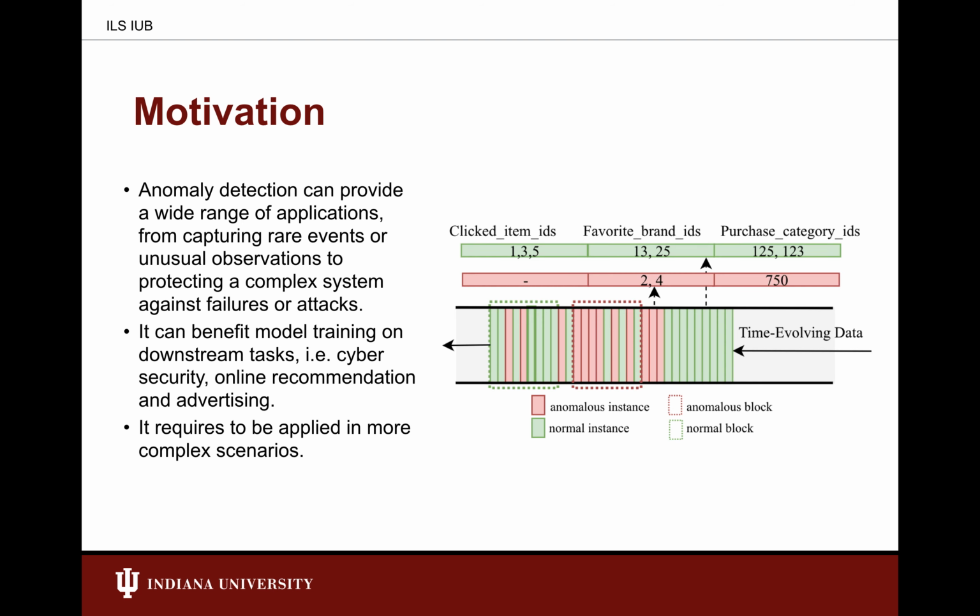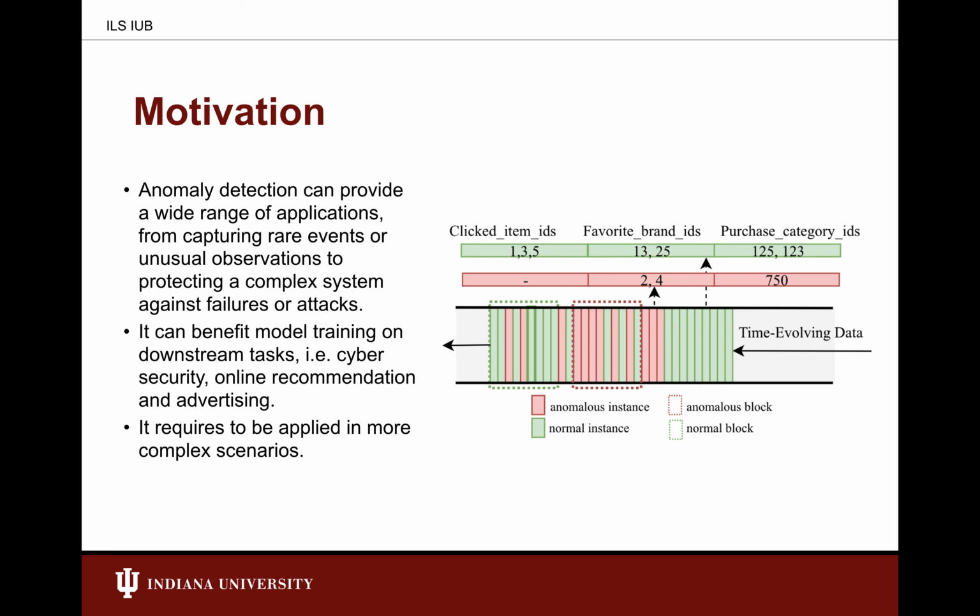The reason why we work on anomaly detection is because of its increasing importance in real-world scenarios. It has a wide range of applications, from capturing rare events or unusual observations to protecting a complex system against failures or attacks. It can benefit model training on downstream tasks as well, such as cybersecurity, online recommendation, and advertising. Moreover, it needs to be applied in more complex scenarios.